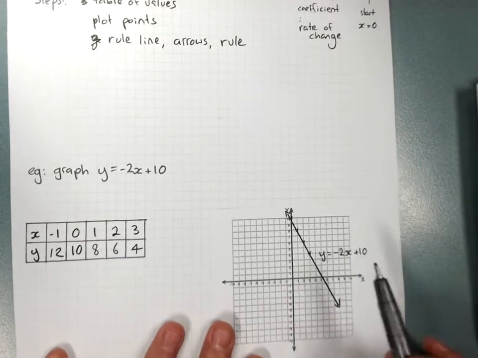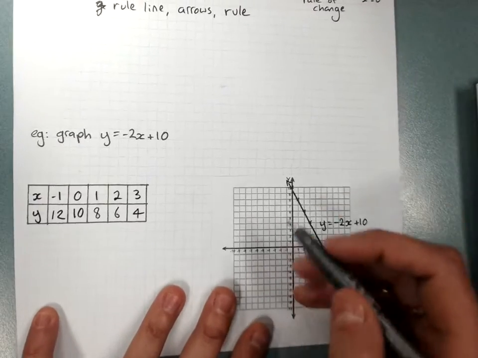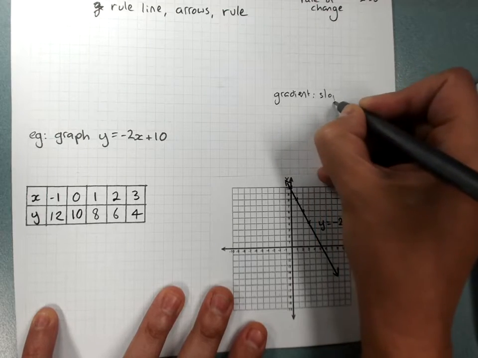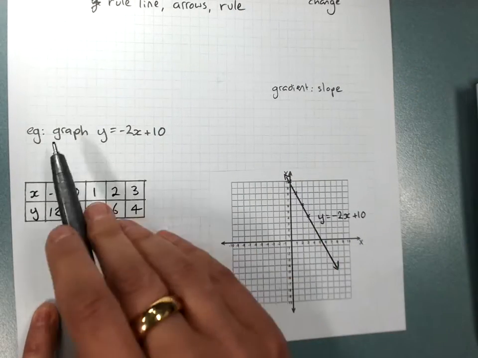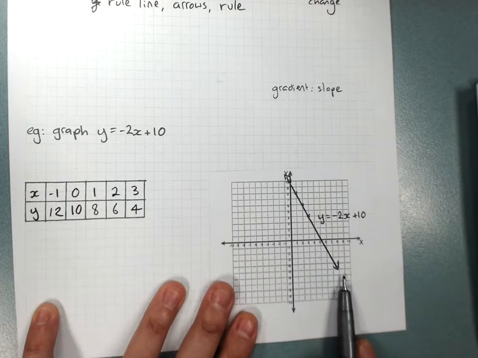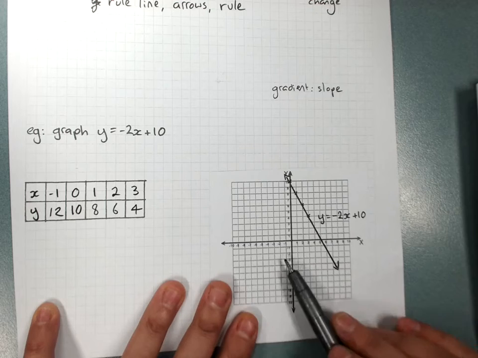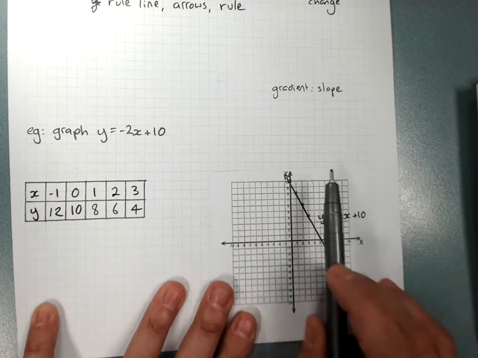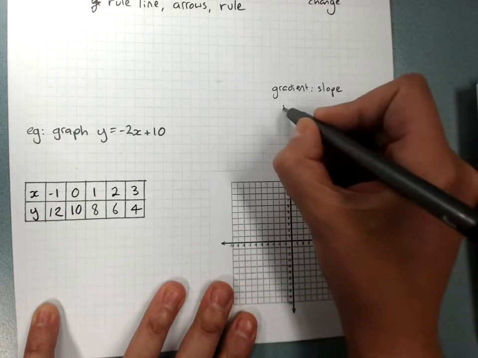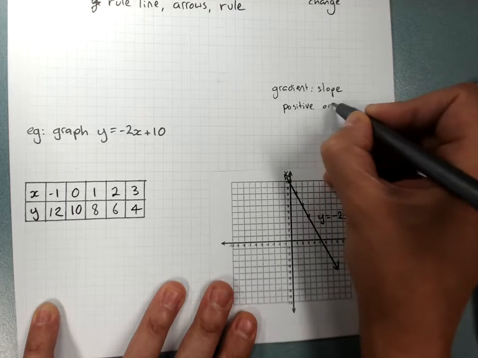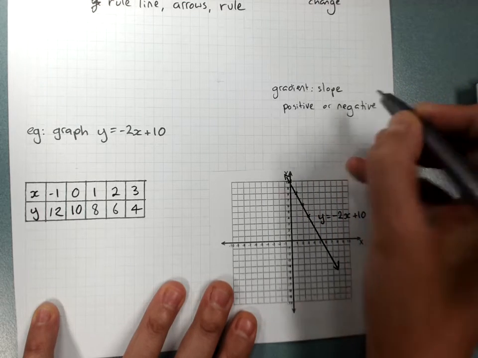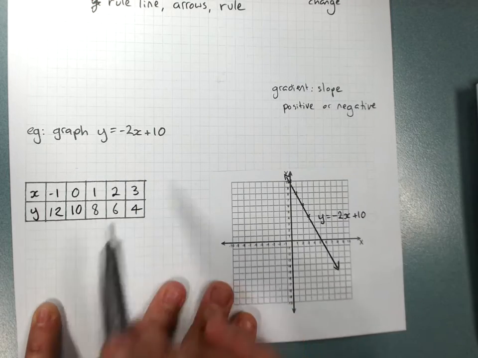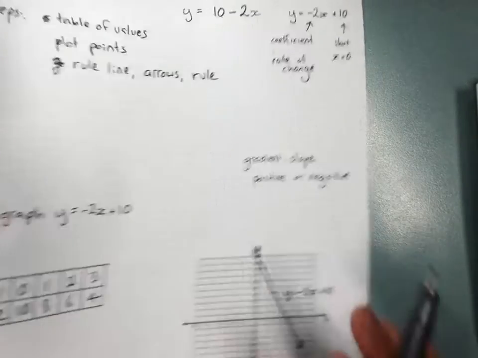Now, it's worth noting that the gradient of the graph, here's a new word, gradient, the slope, can be negative. This is negative change. It is dropping over the graph. It can be positive. It can slope upwards. If the coefficient of X is negative, your graph is going to slope downwards. If the coefficient of X is positive, your graph will slope upwards. It will be an increase change. We'll learn more about the gradient later.